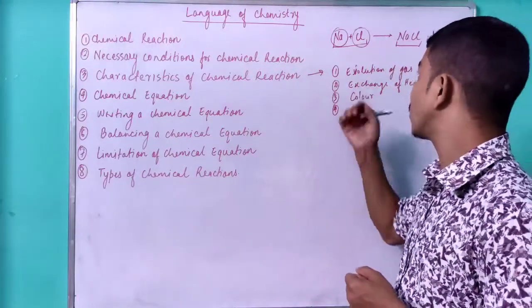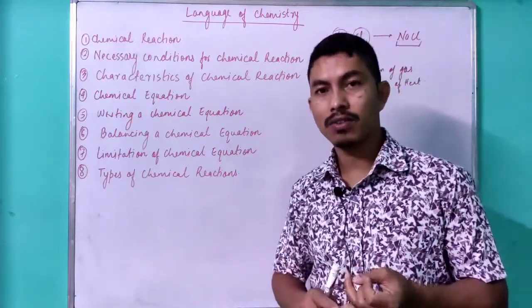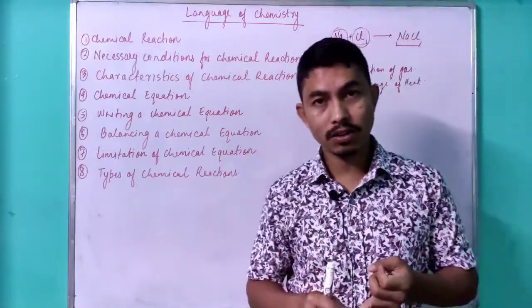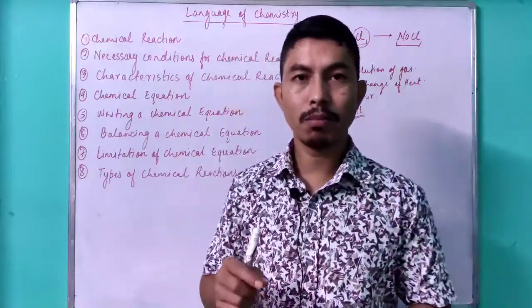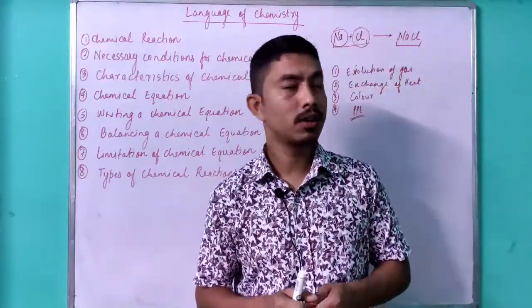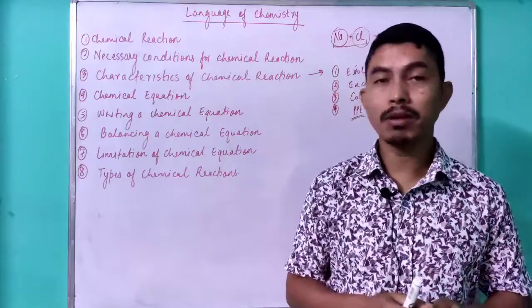The chemical reaction may occur with the evolution of gas, the exchange of heat, the change in the state also, then the change in the color, and maybe the formation of precipitate as well. So these are some of the characteristics of the chemical reaction.